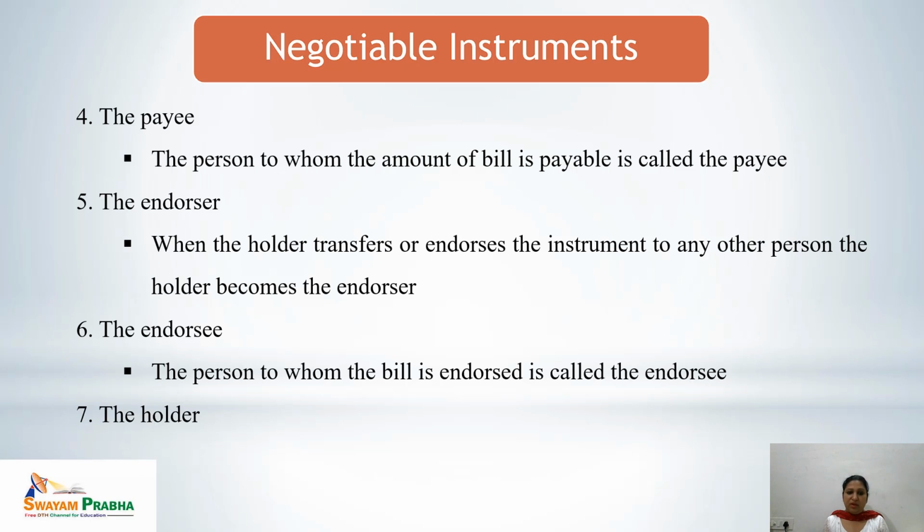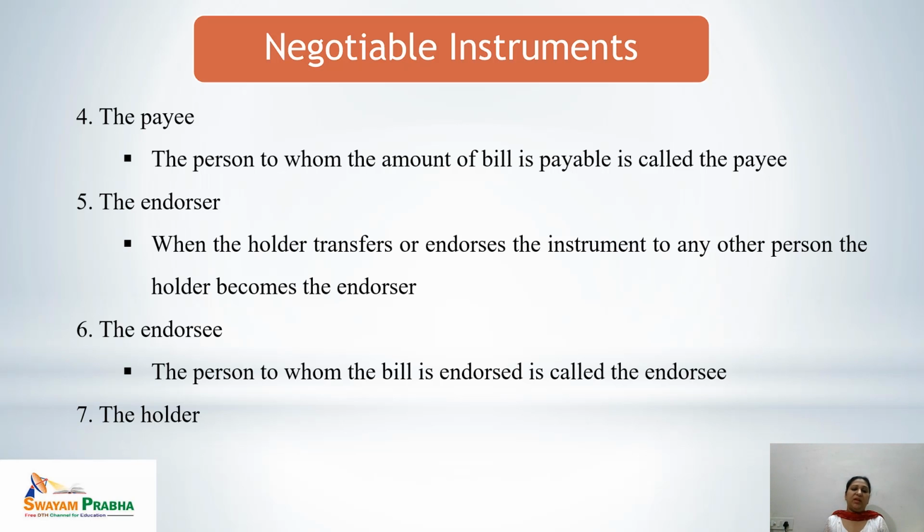And the endorser: when the holder transfers or endorses the instrument to any other person, the holder becomes the endorser. Because a bill of exchange is a purely negotiable instrument, it can be endorsed many times. When it is endorsed, it is transferred to some other party, and the person who was the holder of the bill becomes the endorser, and the person to whom the bill is endorsed is called the endorsee, which is the next party involved in the bill of exchange.